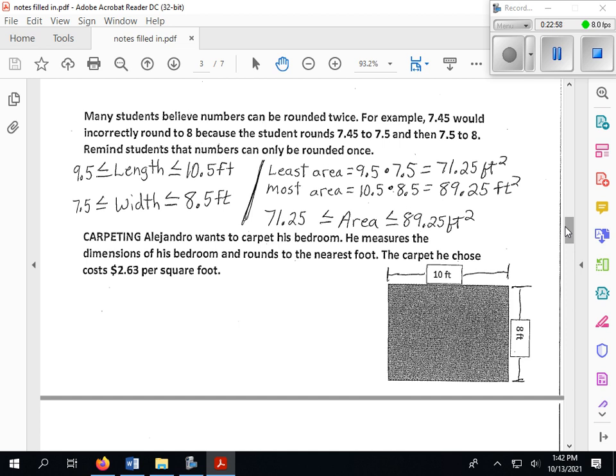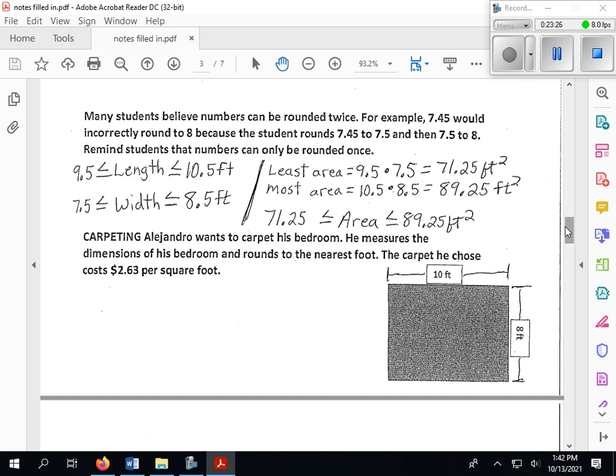Many students believe that numbers can be rounded twice. Oops, I put this in the wrong spot. That's supposed to go down there. I just wrote it down. So you see what I just did? See what? You can't handle that? Joey, hop up there and draw him an arrow. I don't know why he can't handle it, but.